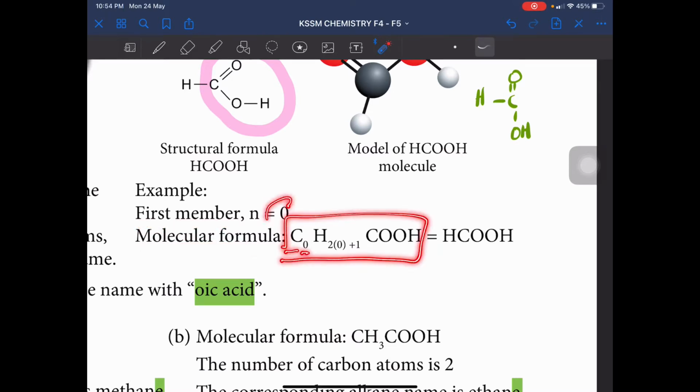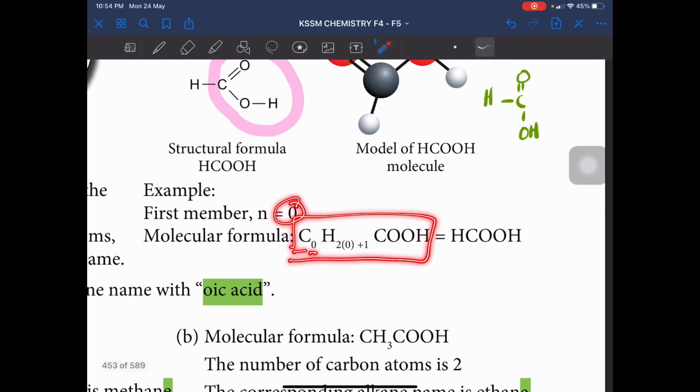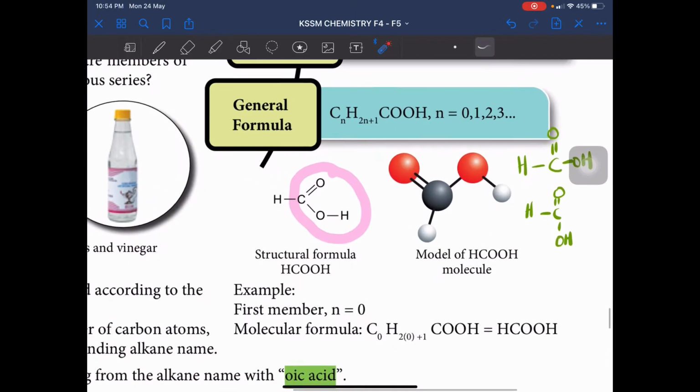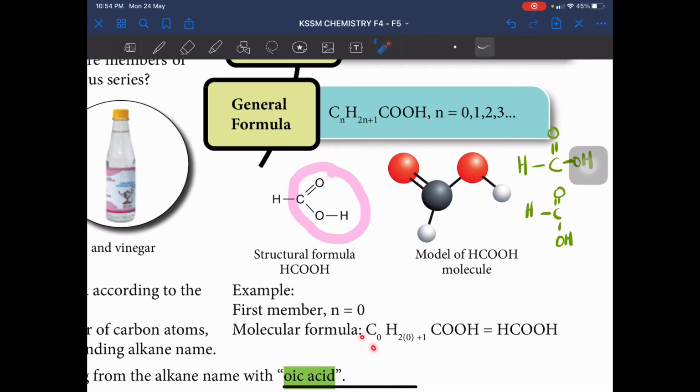N now is 0 because the first member is 0. This one. The first member is 0. So C0, H2N plus 1. N replaced with 0 because the first member that we are trying to find now. Plus 1, COOH.